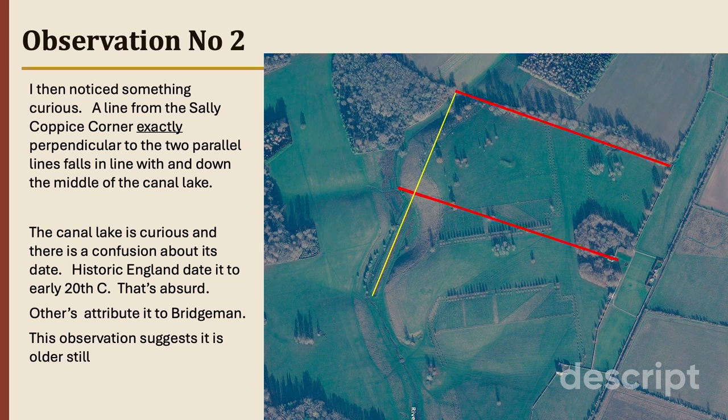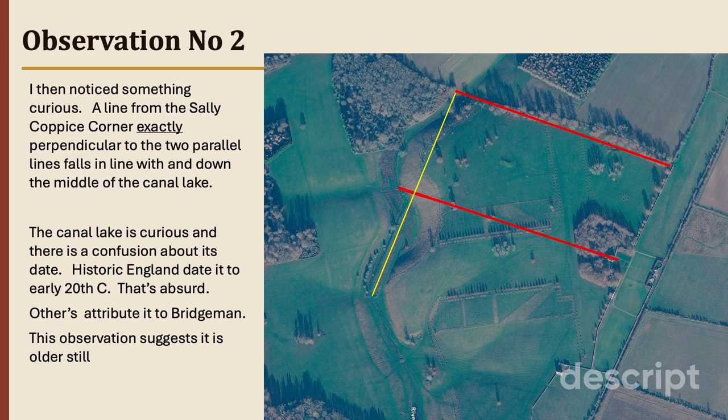And then I noticed something peculiar. It doesn't look exactly like a right angle on this aerial photograph, but I've confirmed it is a right angle using a geographic information system. So taking a perpendicular line, the yellow line that is perpendicular to both the central line and the northern line, that lines up exactly with the canal lake that has been built into the bottom of the valley in Lodge Park. Now that is a remarkable coincidence.